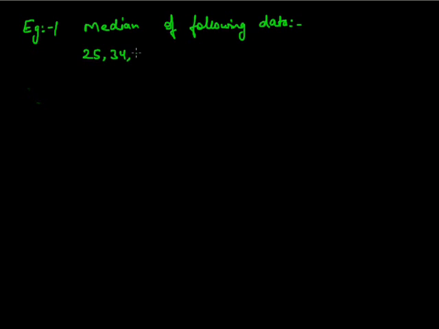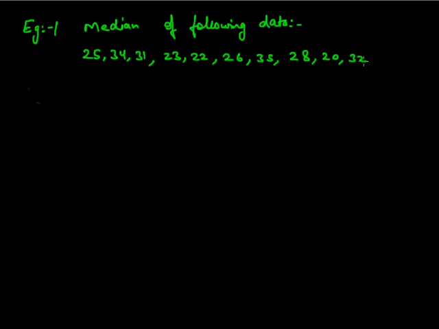So now we'll see some examples on median, how to find out the median of the following data. So first we'll write down the question. Accordingly, in the question it is given that we need to find out the median of the following data. The data given is 25, 34, 31, 23, 22, 26, 35, 28, 20 and 32. So this is the data given.